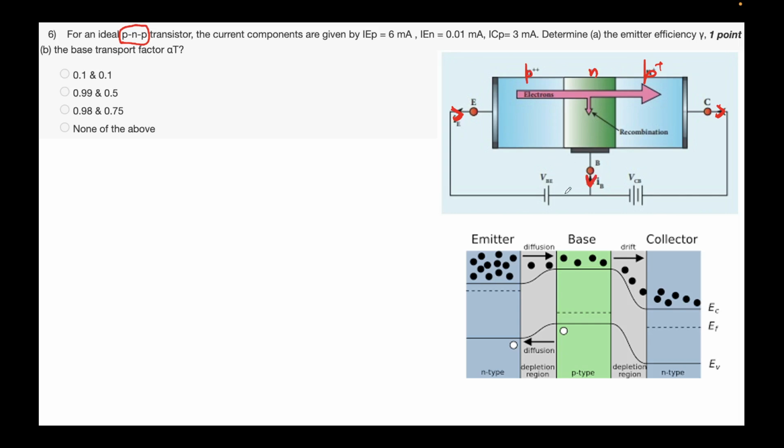Okay, and so this VBE, since this has to be forward bias, it will be something like this. And again, this has to be negative bias, so it will be something like this. This has to be reverse bias, so the P terminal has to be connected to the negative terminal of the battery. So the rest of the picture remains the same.